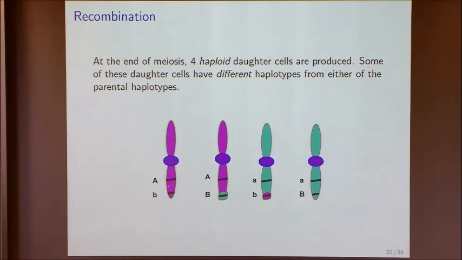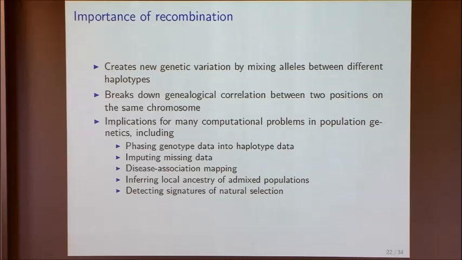So this particular haplotype or variant was present in your maternal copy. This particular one was present in your paternal copy, but these mosaics were not present in either of the copies. So recombination has managed to generate a new haplotypic variant from existing variation.